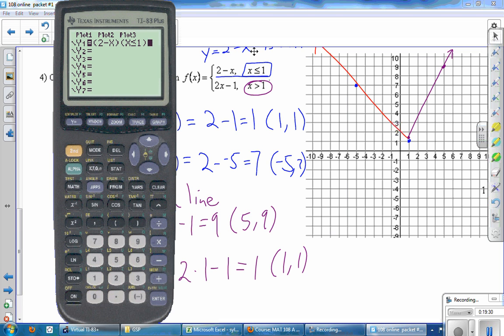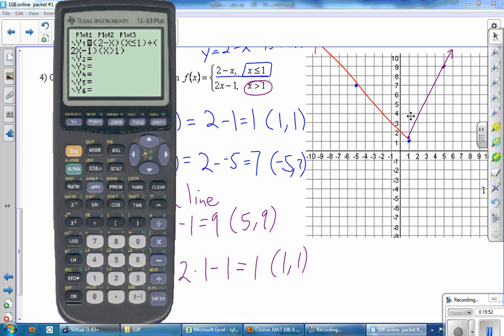Then we're going to put something that doesn't appear anywhere in here, and that's a plus sign. And then I'm going to type in the second part in 2 different sets of parentheses, just like the first part. 2x minus 1. Close parentheses, open parentheses, x greater than 1. Greater than is in the test menu. That's number 3.